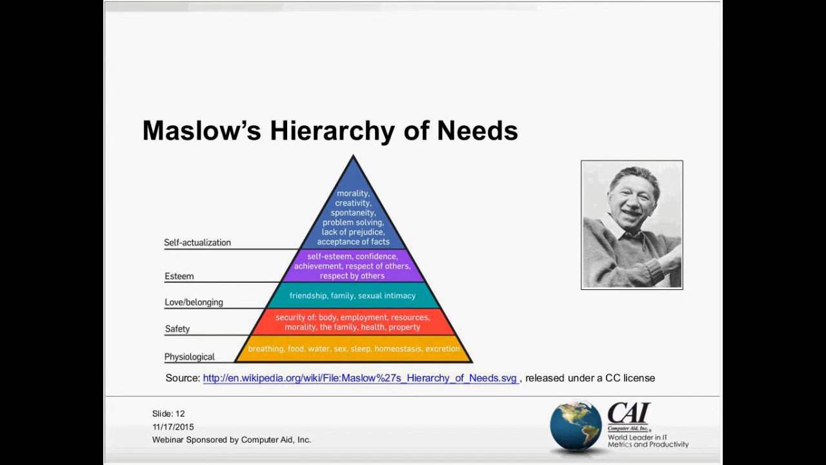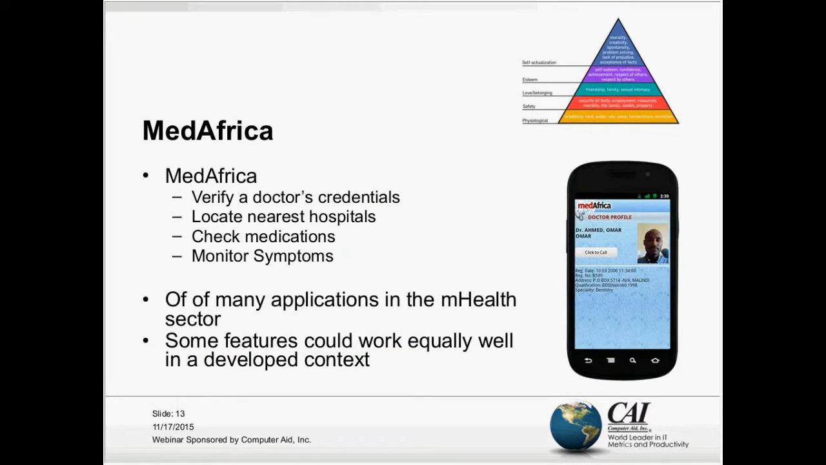So the first level is that of physiological needs. It could be health, something like this. And of course, there are many mobile health solutions. One for all could be Med Africa, which is an application that allows people to verify whether someone claiming to be a doctor is really a doctor or not, or locate your nearest hospital, which might be kilometers from where you live, and also provide services such as checking your medication or monitoring your symptoms.